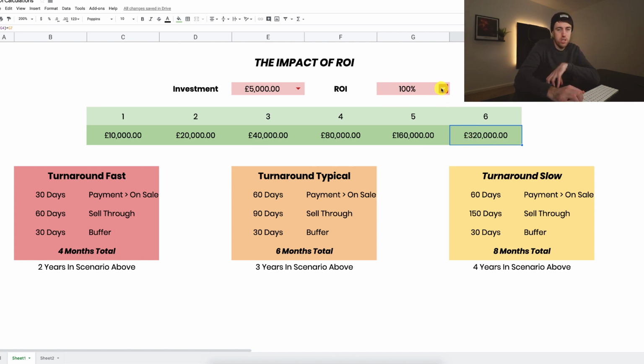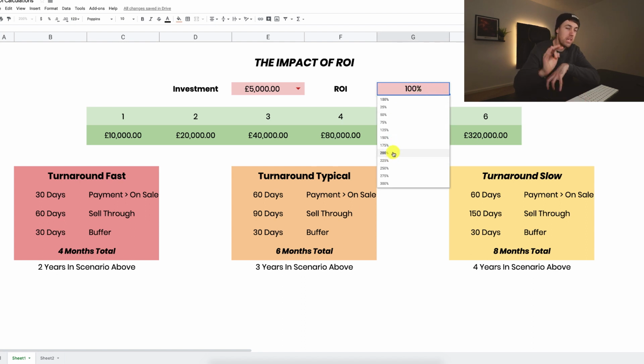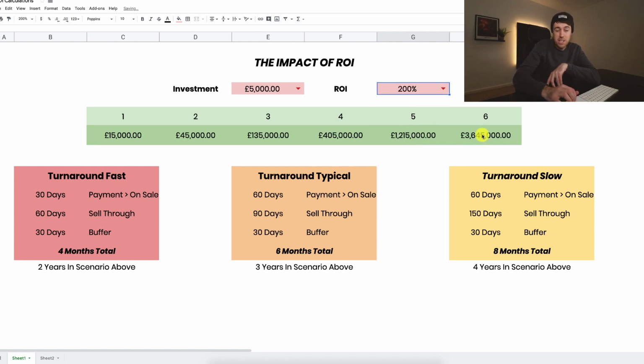If we change this though, I want you to see this, right? I want you to see this from 100% to 200%, which is quite a jump, by the way. And if you can find products that have a return on investment right off the bat of 200%, then you're doing really well. My experience is you're not going to find those products, you have to create them, but more on that in a moment. 200% ROI, you see what change that makes. It goes from 300,000 to over 3 million.